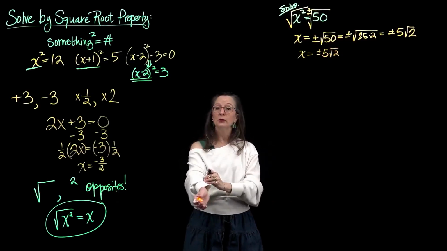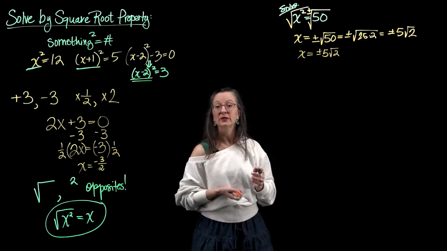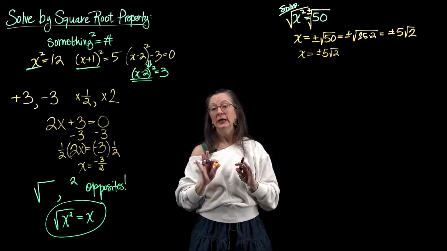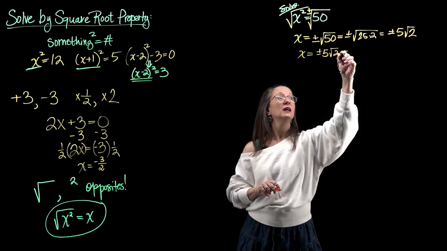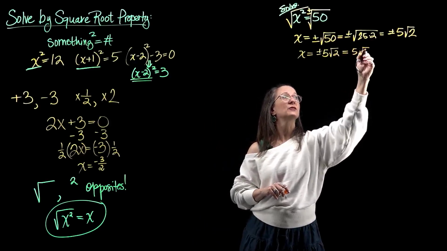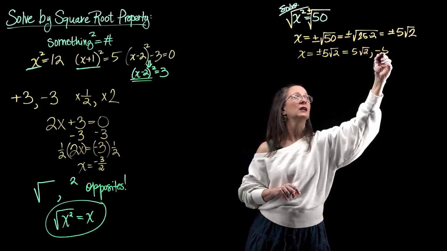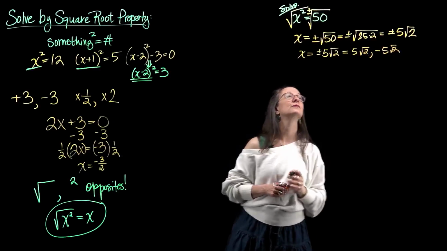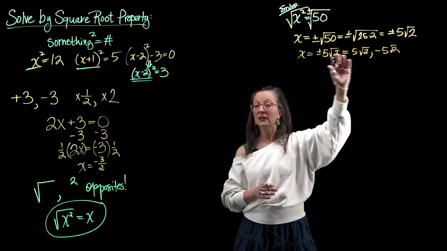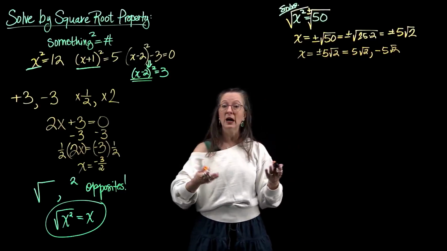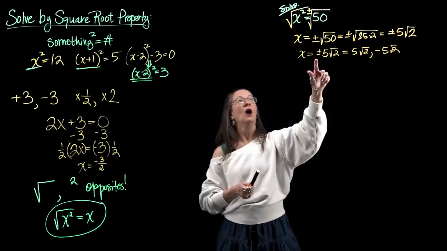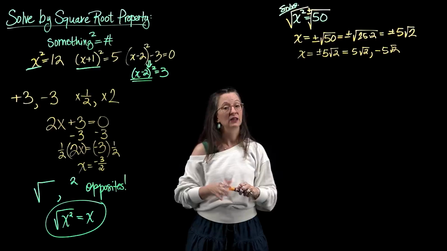Now, some computer systems will require you to split this up into 2 answers. If so, that's totally fine. This could be written as 5 square root of 2, comma, negative 5 square root of 2. But these two mean the exact same thing. And if you're writing it out on paper to turn in, often the positive and negative is just fine.